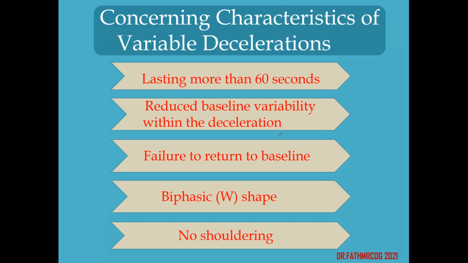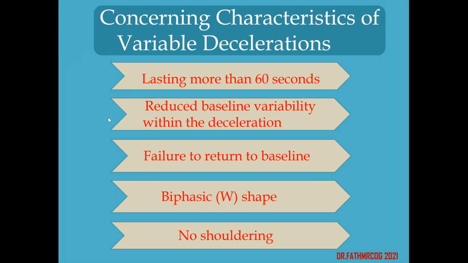Here, this is the baseline, normal shouldering. This is the normal shouldering in the variable deceleration. If you find one like that, but here there is no shouldering, so it is not going up and down. If there is no shouldering, this is one of the characteristic features. Is it clear? Yes, thank you.